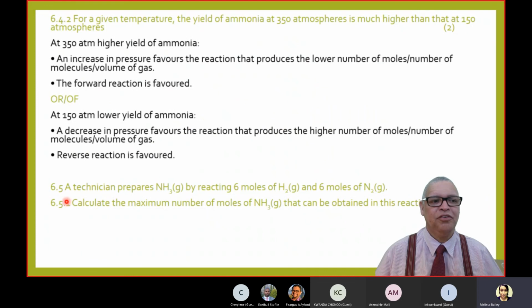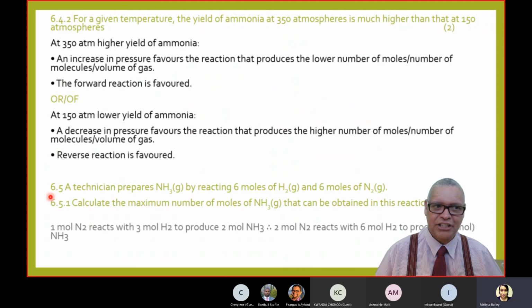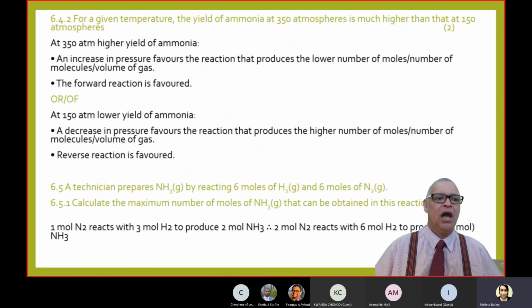What about question 6.5? A technician prepares ammonia by reacting 6 moles of hydrogen gas with 6 moles of nitrogen gas. Calculate the maximum number of moles of ammonia that can be produced for this reaction. Well, according to the balanced equation, 1 mole of nitrogen reacts with 3 moles of hydrogen.